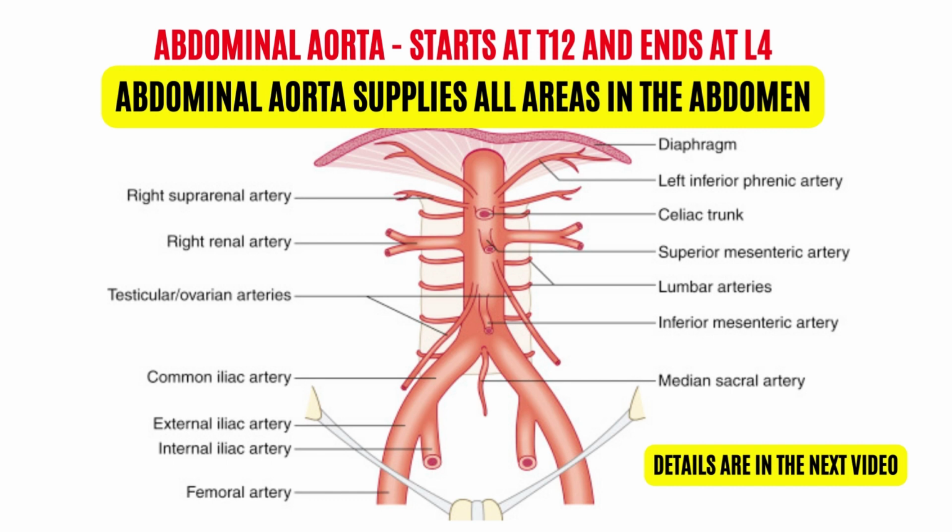However, here is an overview. The first branch are the inferior phrenic arteries which supply the diaphragm. In descending order, we have the large celiac trunk that arises anteriorly at the level of T12 which supplies the foregut structures of the abdomen.